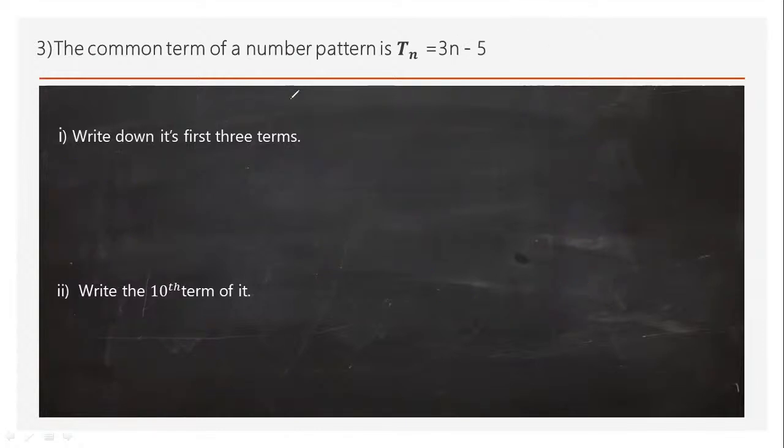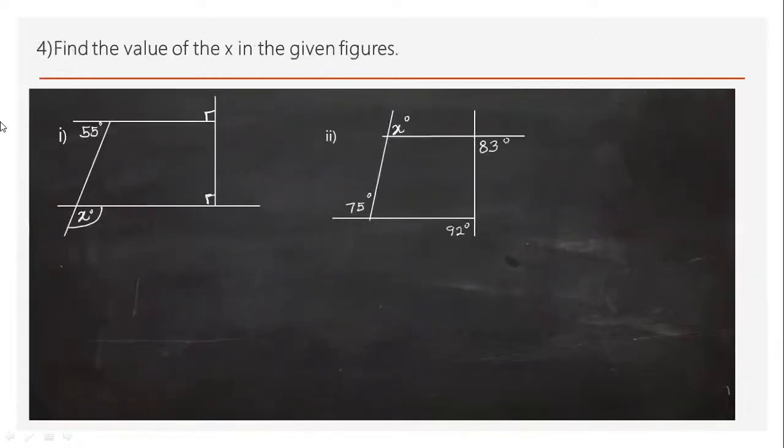The common term of a number pattern, now we have done this one, we have to go to the fourth one. Find the value of x in the given figures. We have learned our triangles and quadrilateral lessons about the quadrilaterals. These are exterior angles 55, x, this is 90, so you want to find this angle. If this is 90, this is a straight line, so supplementary, so this angle also 90.